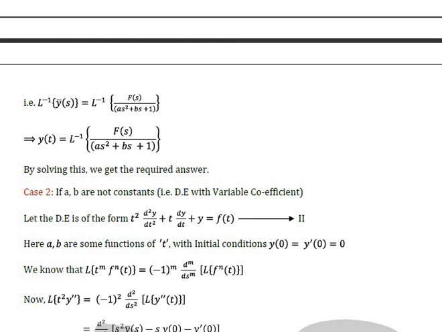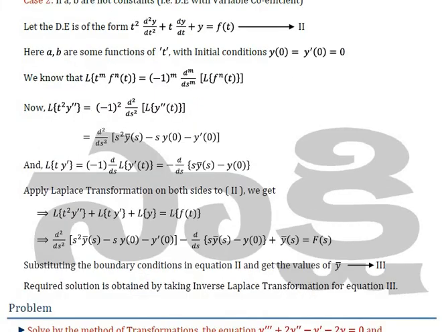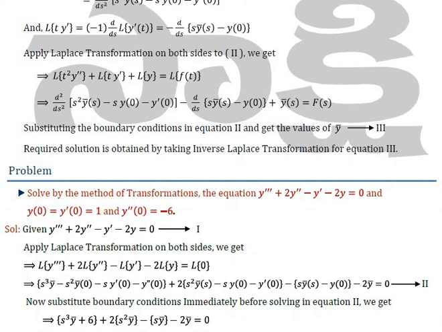Okay, so the next case is what? When a and b are not constants, that is, a differential equation with variable coefficients. In this way we simplify; the same type of conditions we use to get the equation as t² times s² ȳ(s) minus s y(0) minus y'(0), minus d/ds of s ȳ(s) minus y(0), plus ȳ(s) equal to F(s). Substituting the boundary conditions in equation 2, we get the values of ȳ represented by equation 3. The required solution is obtained by taking the inverse Laplace, as in the previous problem.